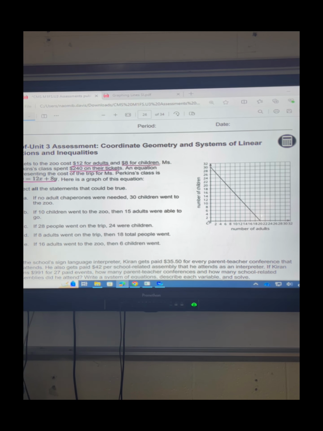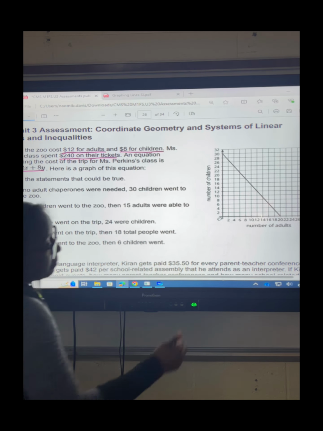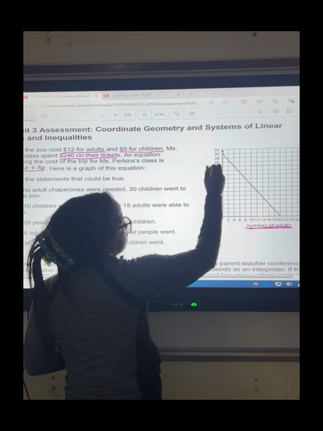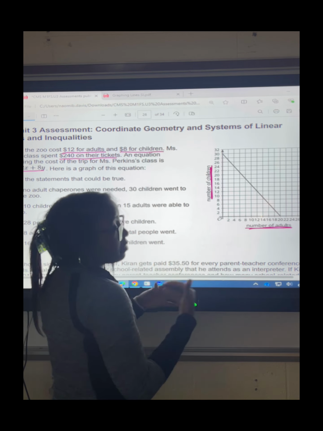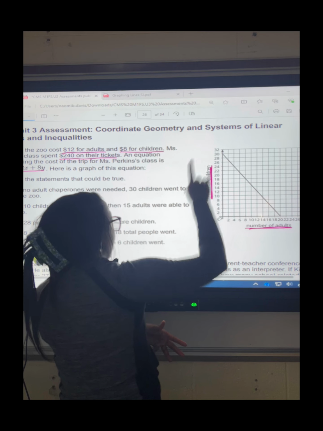Select all the statements that could be true. So that means I'm using this graph to see if these statements are true. So if no adult chaperones were needed, 30 children went to the zoo. Now I'm gonna look at this and see what axis is what. My x-axis is talking about adults. My y-axis is talking about children. So anytime I'm talking about adults, I need to look at the x-axis. Anytime I'm talking about children, I look at the y-axis.